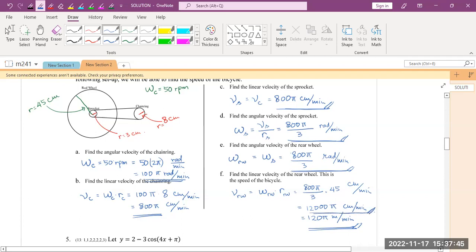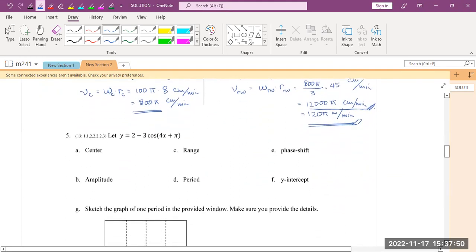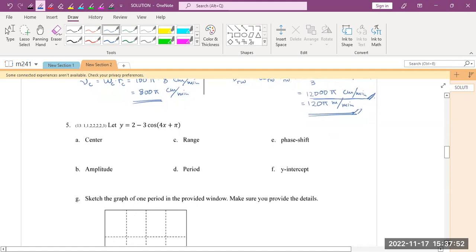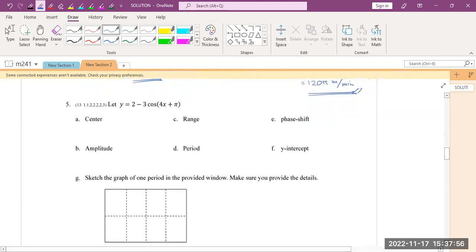Okay, go on with number 5. We have this trig function y equals 2 minus 3 cosine of 4x plus pi. When you see this, always factor the coefficient of the angle first. Why? So that we can see the phase shift. If I factor the 4 out, I get pi over 4 inside the parentheses, right?